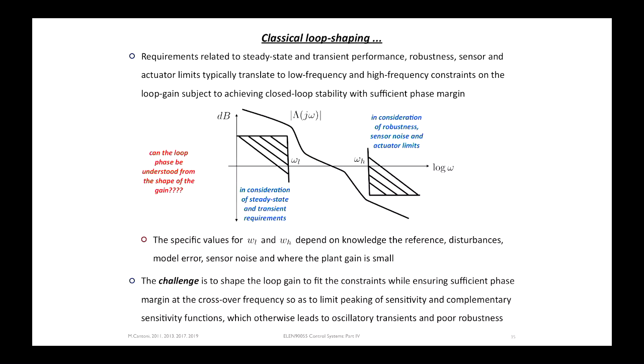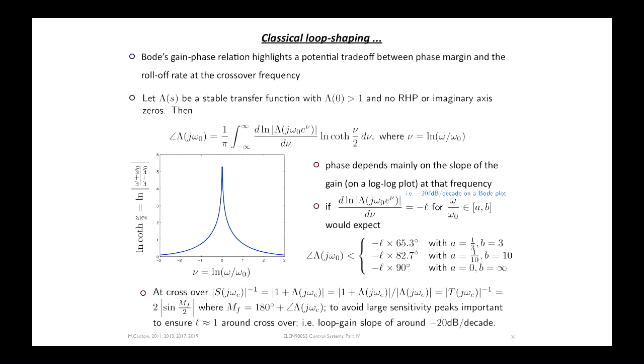Right? And it turns out that there's a relationship between how steep the transition is and the phase, and therefore the phase margin that you achieve. Right? Remember, the phase margin is about the phase of the open loop transfer function at the crossover frequency. So that's what this analysis is showing, right? And we're just showing the analysis for the case where the open loop transfer function is stable, right? And has no zeros in the right half plane.